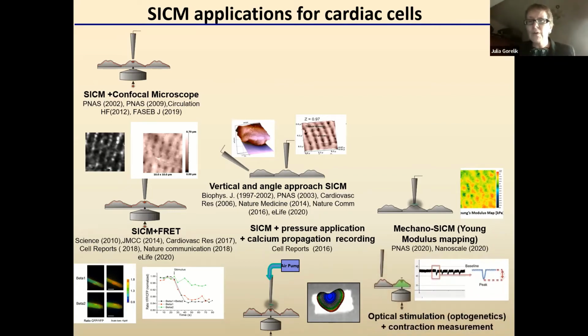Recently, we also tried to combine optical stimulation and contractile measurement, and to study the contact between fibroblasts and cardiomyocytes, and employ optogenetics where we can, for example, infect fibroblasts with channelrhodopsin and activate them with light and measure, using the pipette, the contraction of the cardiomyocytes.